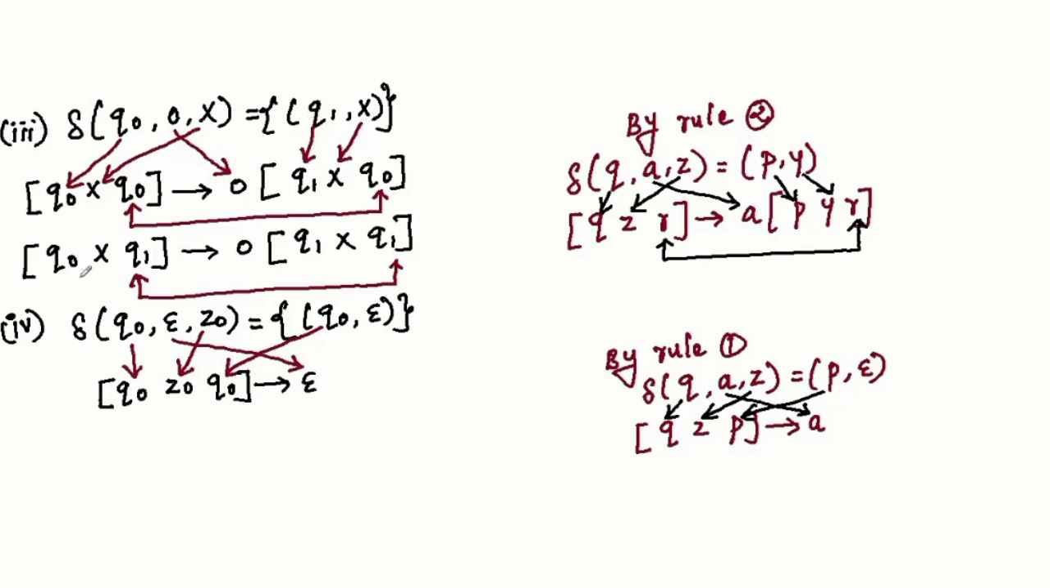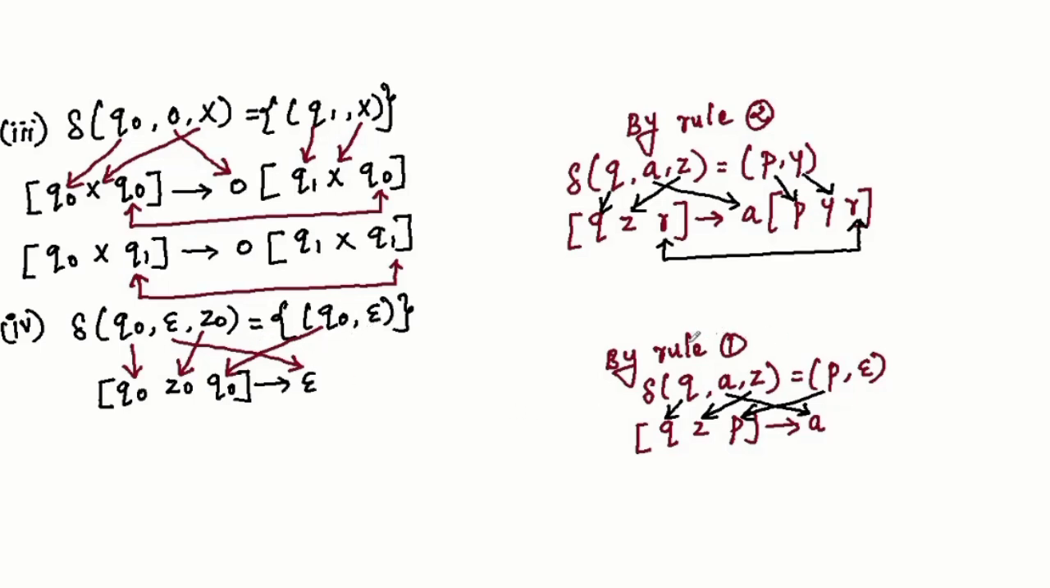In the second line, Q0 X tends to 0 Q1 X, but we don't know the value of R. We have 2 states, Q0 and Q1, which gives 2 combinations of states: Q0 Q0 and Q1 Q1. Then you will get the context-free grammar productions. Next transition function: del of Q0, epsilon, Z0 equal to Q0, comma, epsilon.